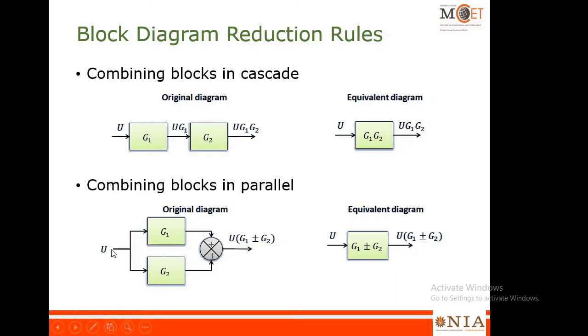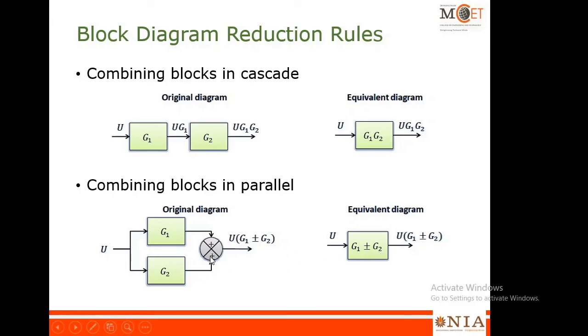So you can see here U1 flows to G1 as well as to G2. The output of this subsystem, that is U into G1, and the output of this subsystem, that is U into G2, gets added in this summer. So these two blocks are called as blocks in parallel. Instead of the entire block, you can replace this block by writing G1 plus G2.